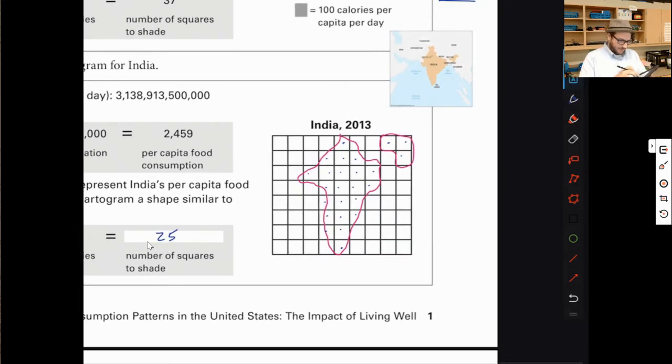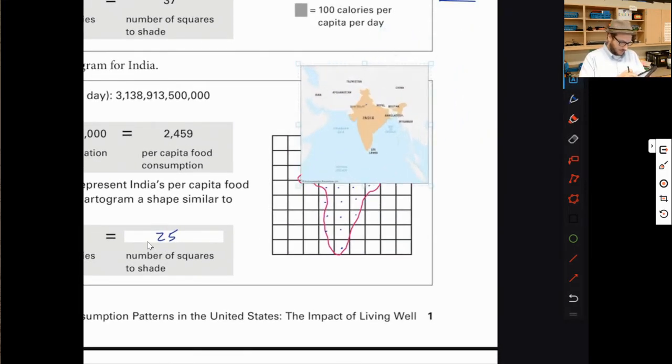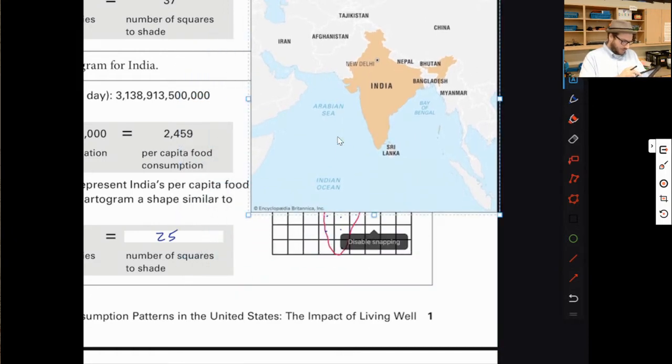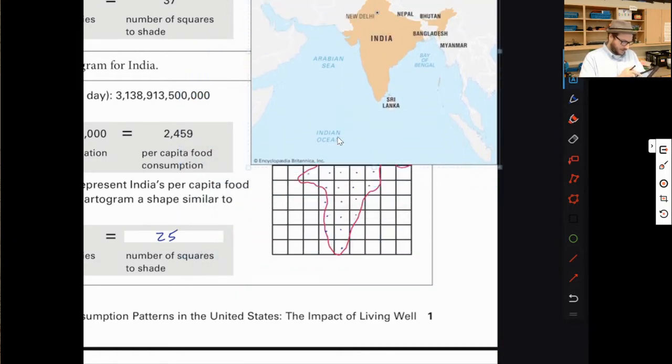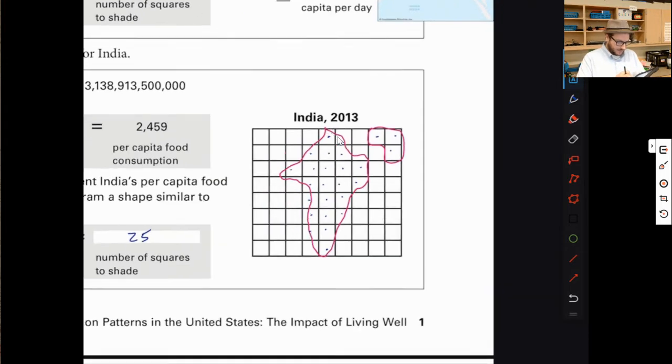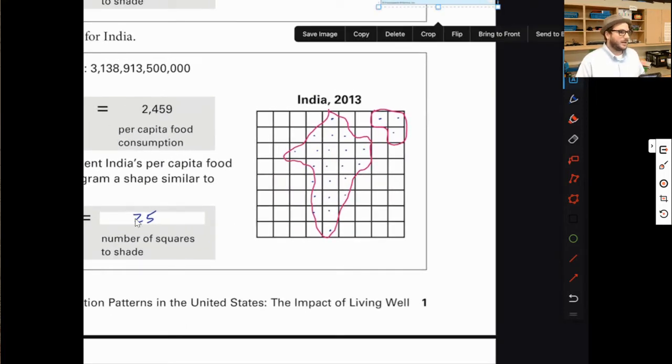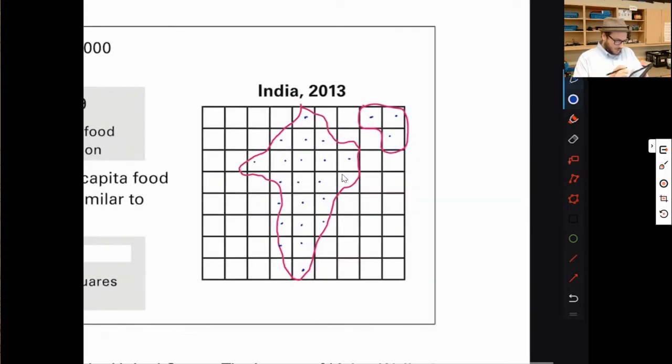Then when we go to make our cartogram over here, we need to know what India looks like. I have a map here that shows the normal size of India. That's a good reference point, and I just sketched out what it looked like. So I sketched out approximately what India looked like, and then I counted out 25 squares because it was approximately 2,500 calories per person each day. So I counted out about 25 of these, and then I'm just going to shade them in.